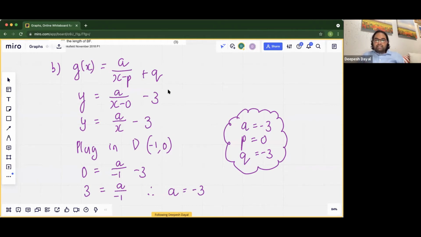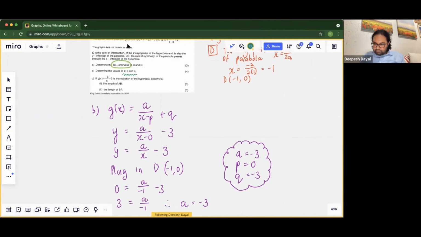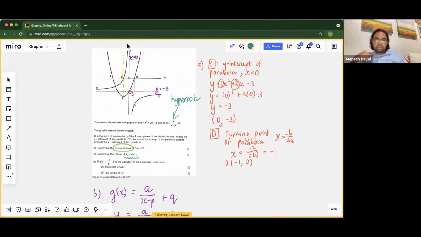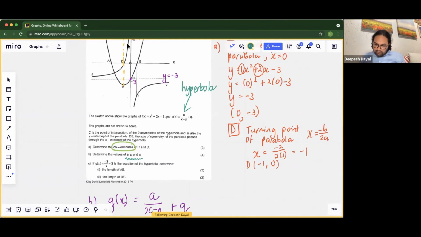But yeah, just finding a, p, and q. Are you okay with finding a, p, and q? Please give me a thumbs up if you are fine, just so that I know where we're at. Okay, I'm happy with that. As long as we go one step at a time, that helps. I'm seeing a lot of thumbs up here. Thank you for that. Any questions with a, p, and q? No. Okay, so we found a, p, and q.